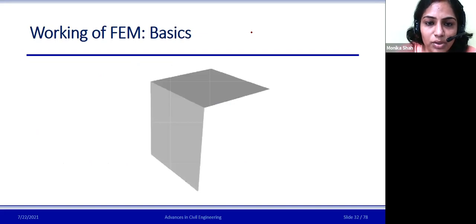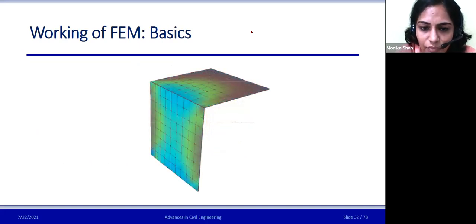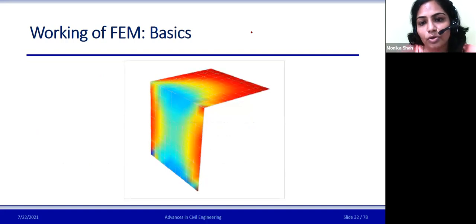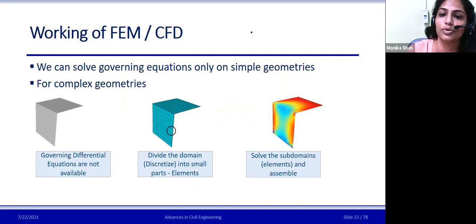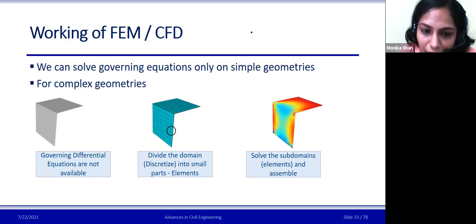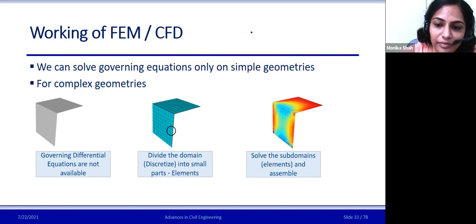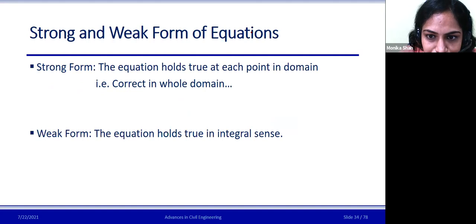So how is this FEM going to work? This is the simple geometry. If I crack it, it is going to be divided into a number of elements, and the beautiful output can be seen. Now this output is nothing like magic. We love to see this kind of output in figures, but it is not anything like magic, right? Differential equations are generally not available for complex geometries. In that case, what we have to do is divide the domain into a number of parts, solve the equation for each domain, and then assemble it again to solve the problem.